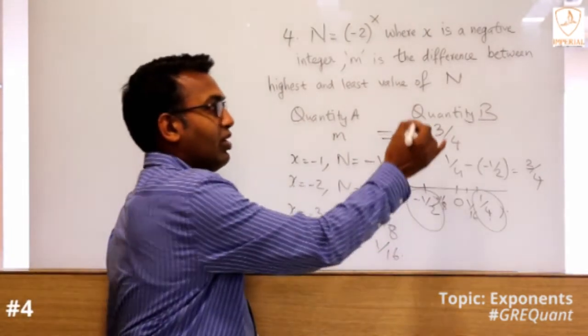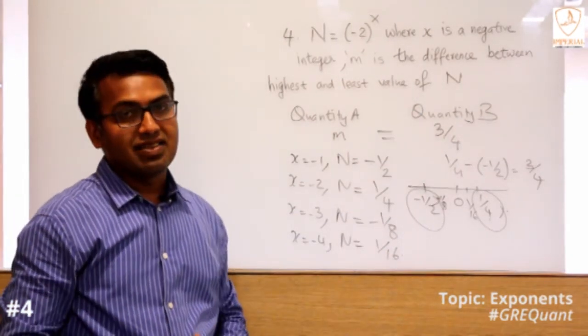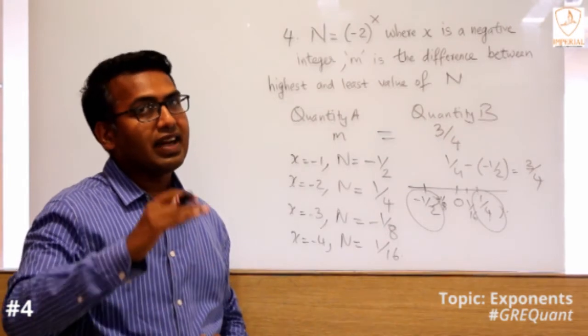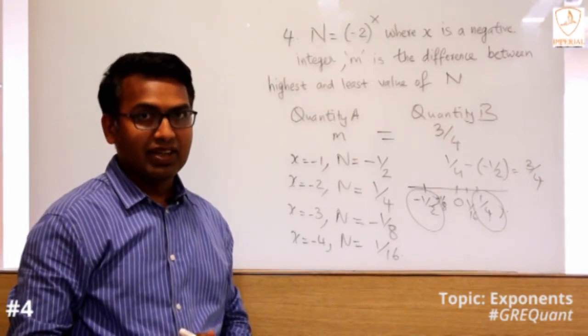Therefore, both the columns are equal. C is the answer. Okay, so this was a slightly higher level of difficulty. Hope you got it right.